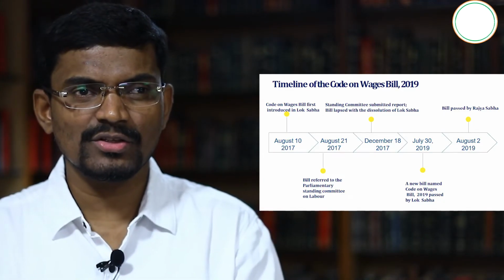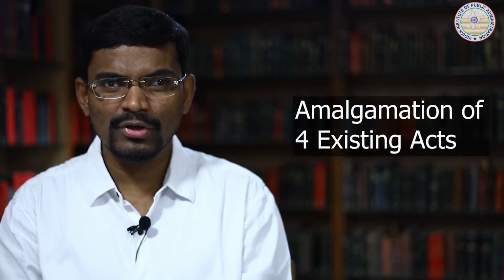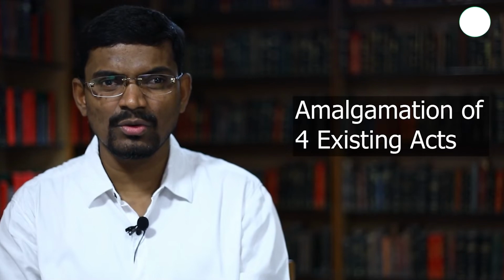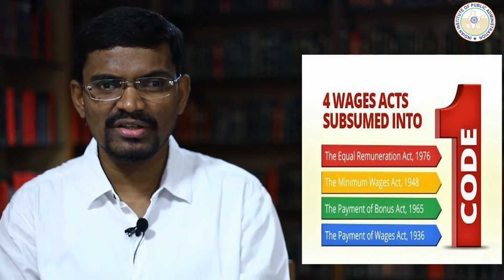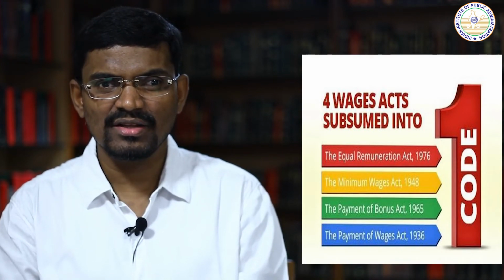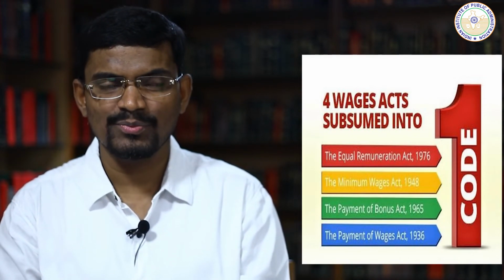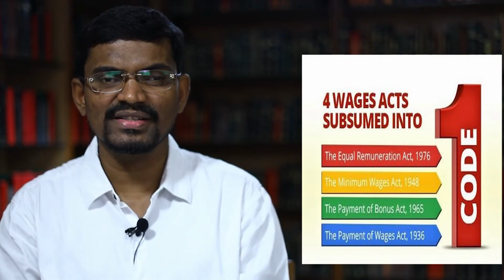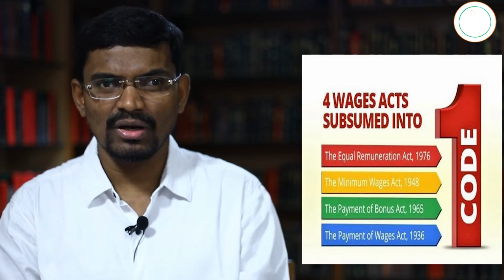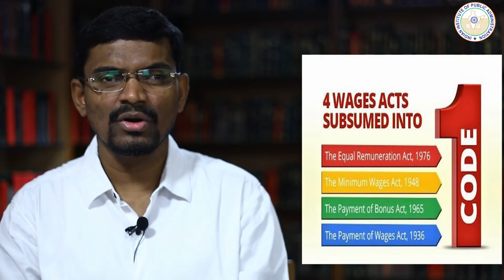The Code on Wages 2019 received presidential assent on 8th August 2019. However, the code is yet to be effective; draft rules are yet to be finalized and notified. 4 wage acts have been subsumed into one code, namely the Payment of Wages Act 1936, the Payment of Bonus Act 1965, the Minimum Wage Act 1948, and the Equal Remuneration Act 1976. All these 4 wage acts have been subsumed into one code.